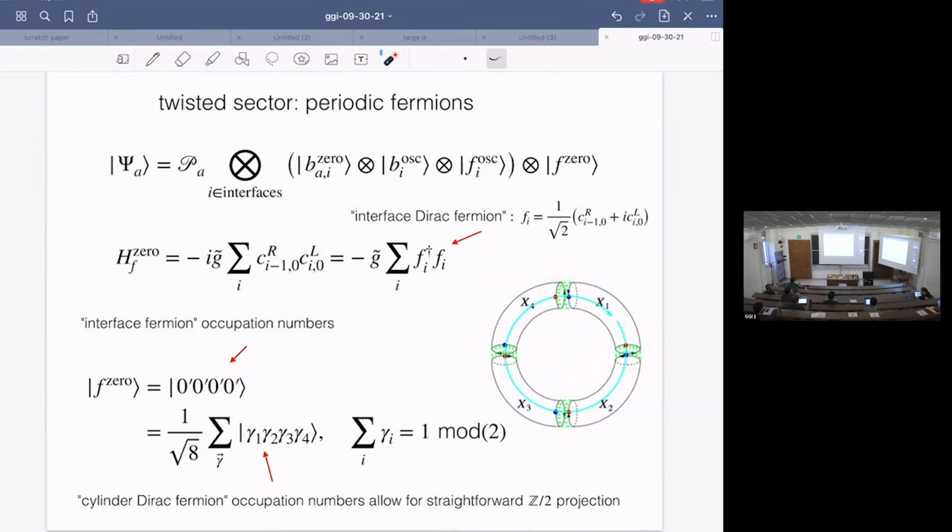Okay, so this is a basis change, and it turns out that the expression of our zero mode sector becomes some linear combination over cylinder Dirac fermions, where the sum of occupation numbers is an odd number. The point of this exercise is that this transformation allows us now to do a Z2 projection and ensure that these states belong to the physical Hilbert space.